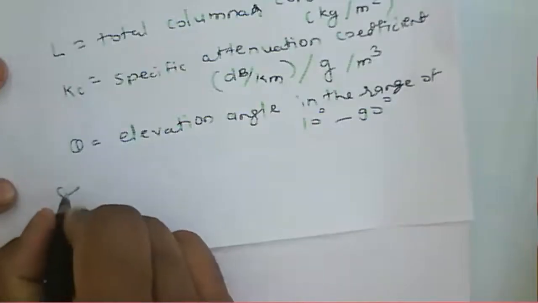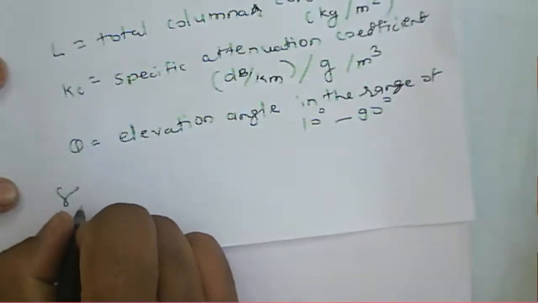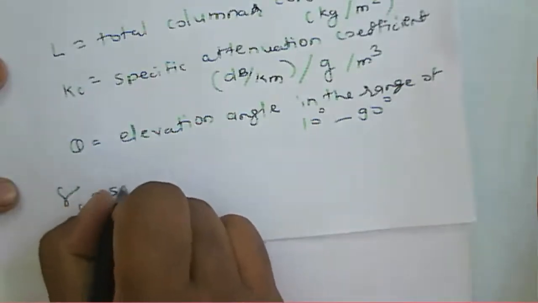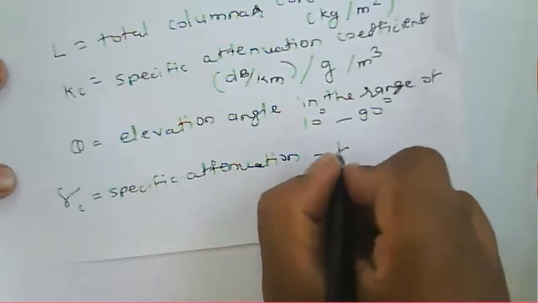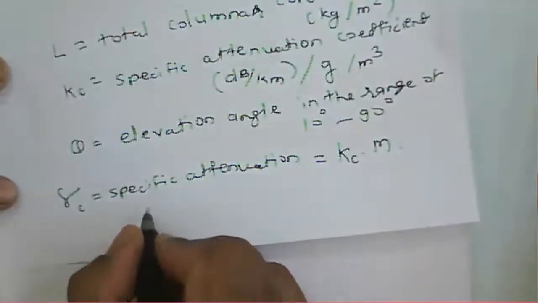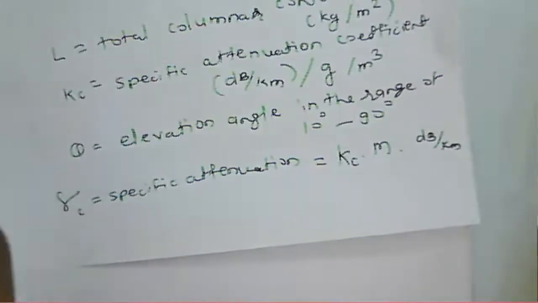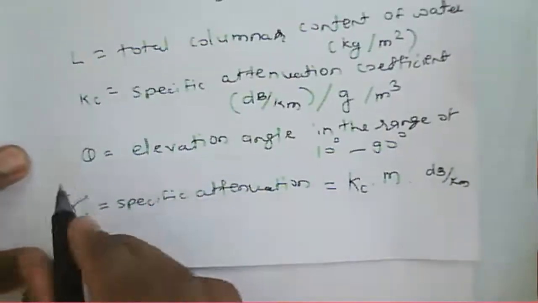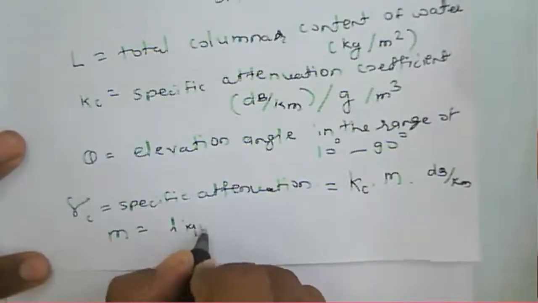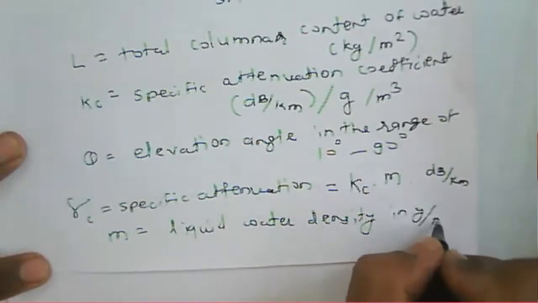And if we calculate the specific attenuation, because K_c is the specific attenuation coefficient, the specific attenuation γ_c is equal to K_c into M. That γ_c is the specific attenuation in dB per kilometer. We have K_c, the specific attenuation coefficient, and the specific attenuation γ_c is equal to K_c into M, where M is the liquid water density in gram per meter cube.